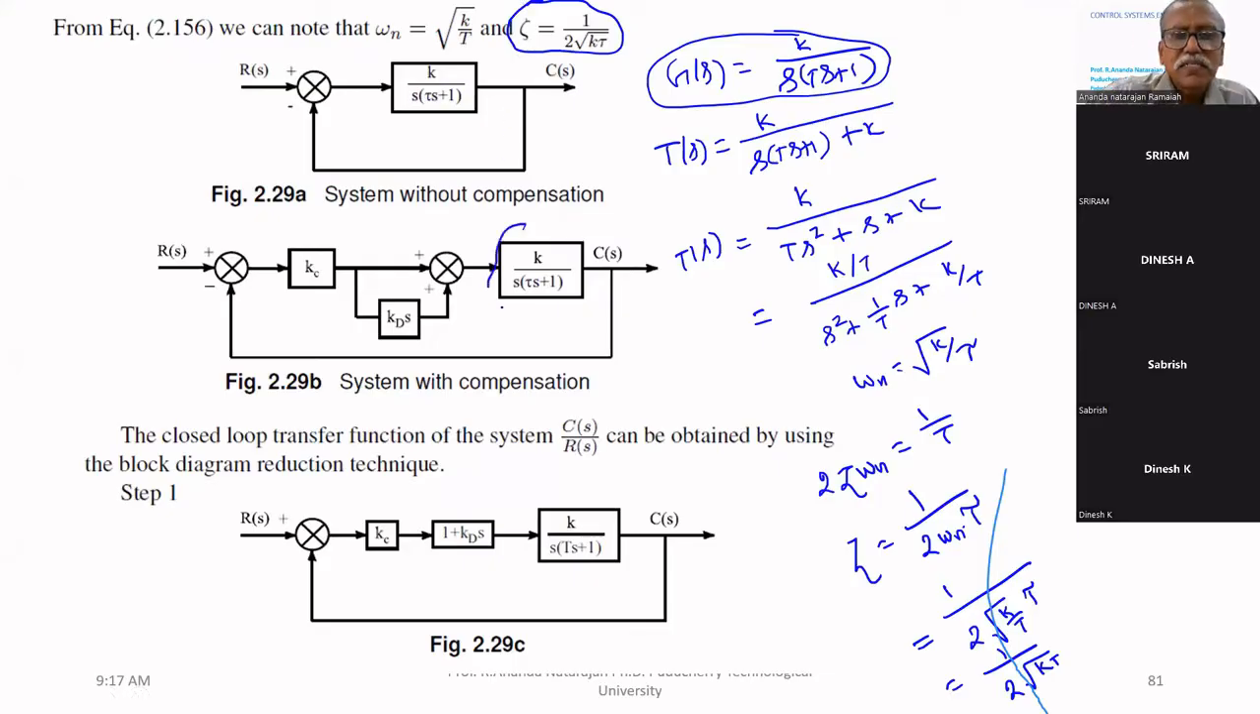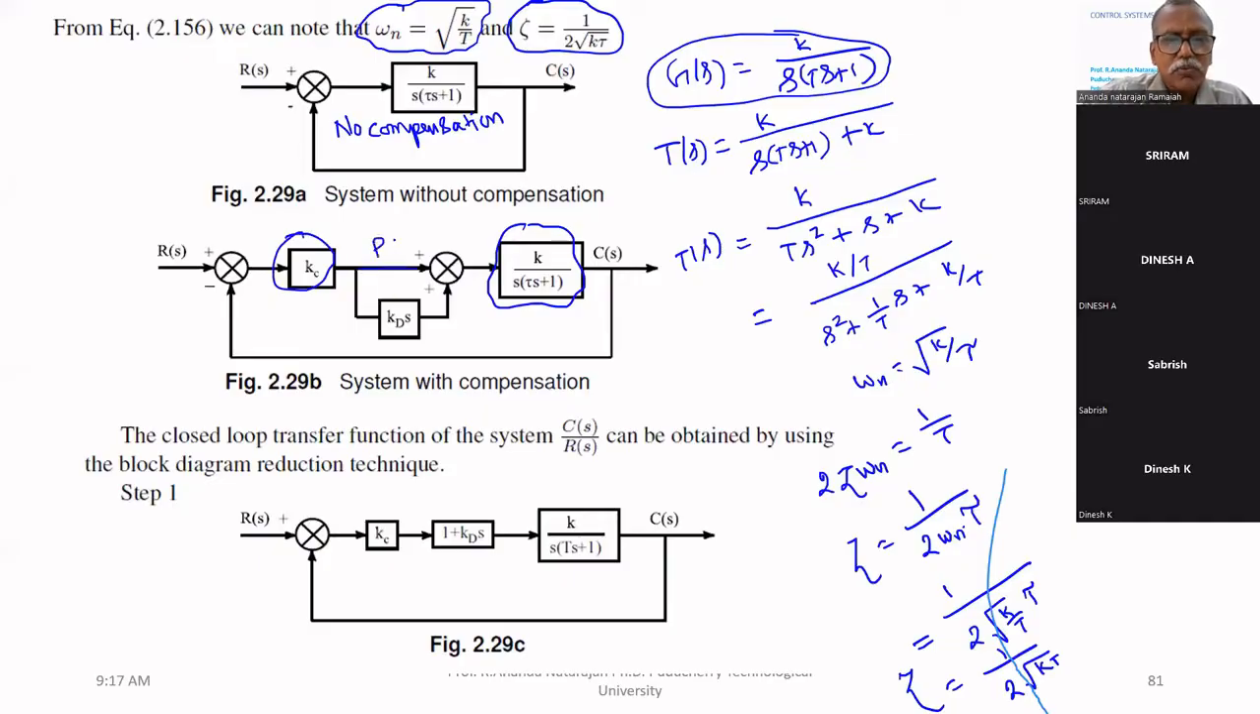This is the original system. Now there is no compensation. For that, zeta equal to 1 by 2 root K tau, and omega n equal to square root of K by tau. These two we are getting when there is no compensation. Let us introduce proportional plus derivative error compensation.